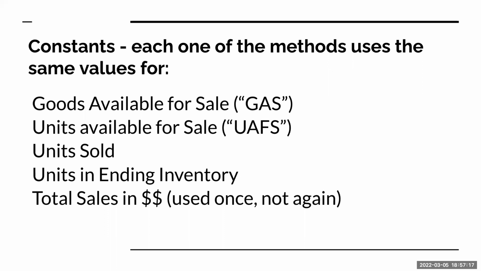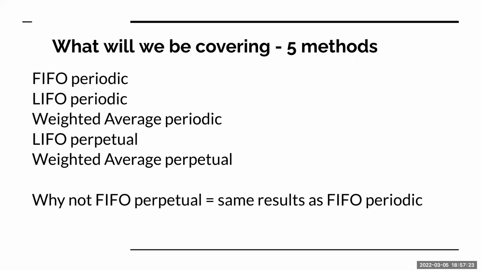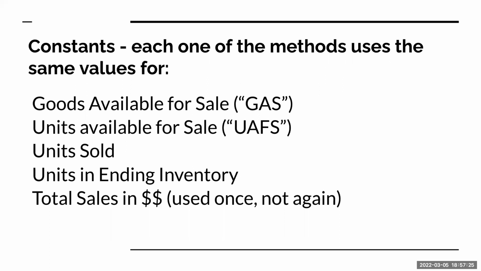The reason why we're going to do the constants is because these values are the same for all of the 5 methods that we just looked at. These are goods available for sale, or the cost of my beginning inventory plus my purchases during the period. My units available for sale, my beginning inventory plus all my purchases in units during the period. My units sold, how many units did I sell in total? And lastly, my units in ending inventory. That's going to be the difference between the units available for sale minus the units sold.